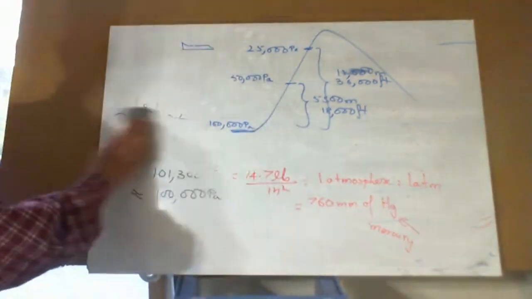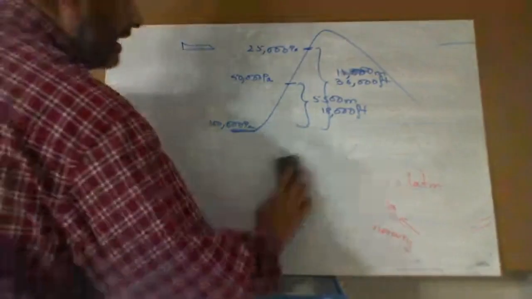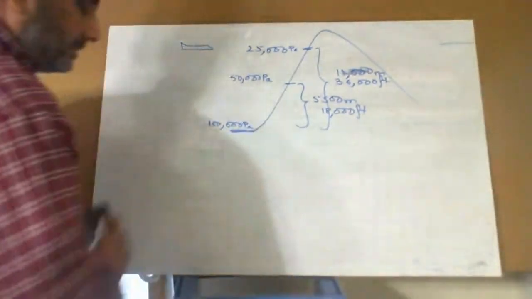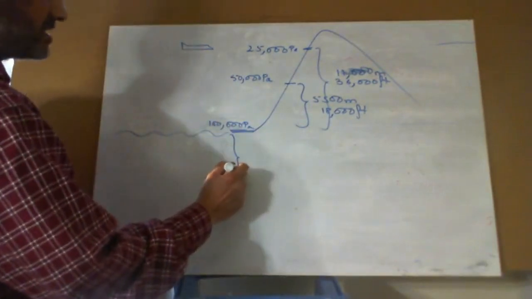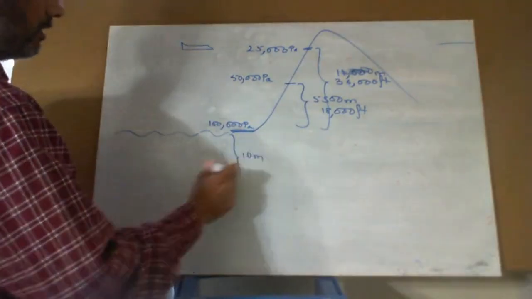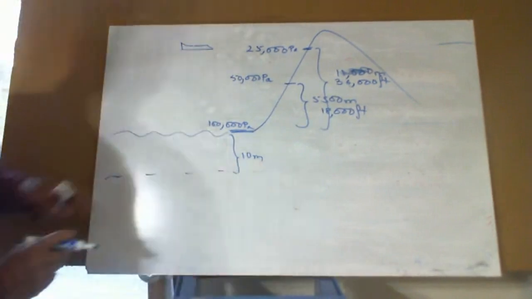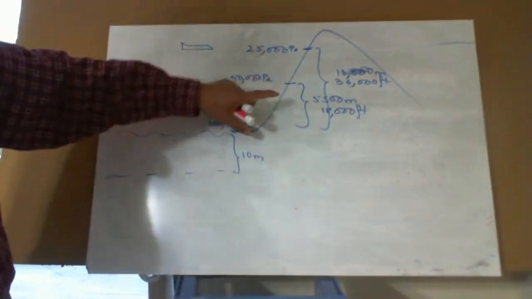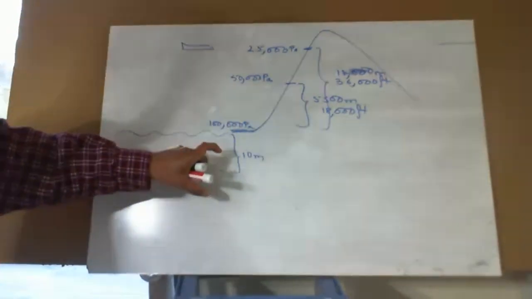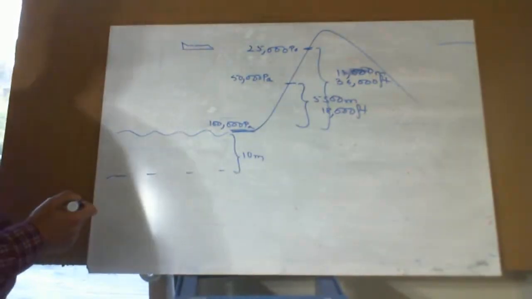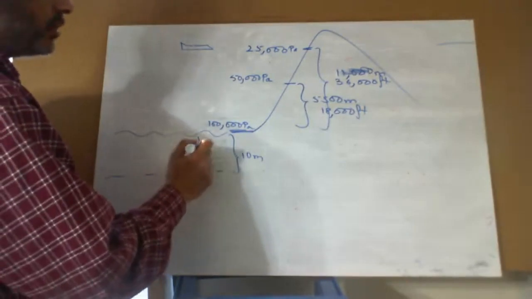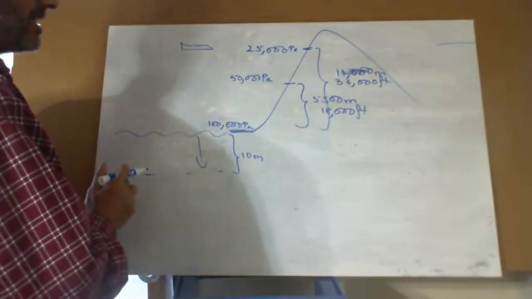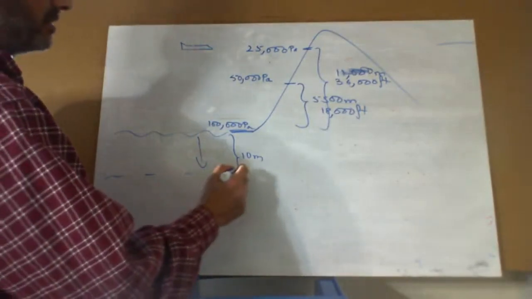Also, if you go down, for every, so this is water. So for every 10 meters, okay, now this is not drawn to scale. This is 5,500 meters. This is 10 meters. So it's not drawn to scale. For every 10 meters, the pressure due to the water increases by 100,000.